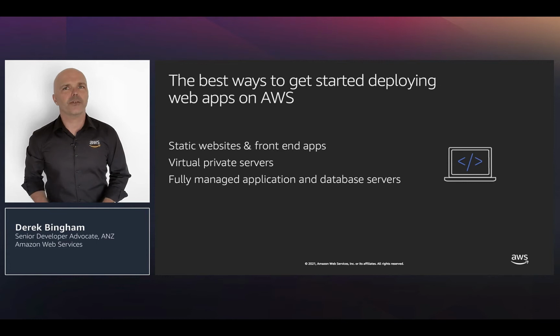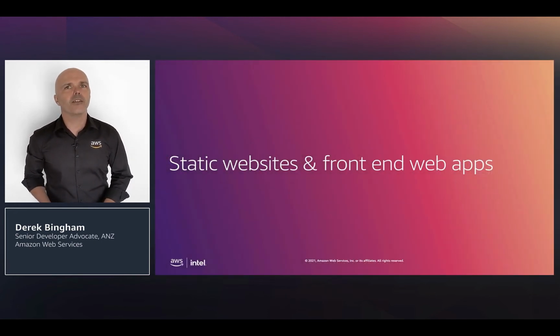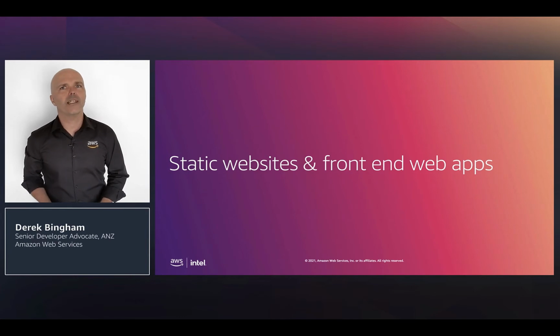The first of these is for cases where you want full control over your environment in an easy-to-get-started fashion. So we'll talk about running your own virtual private server. The second of these, we'll look at another service that helps when you want a more managed experience. This is where AWS will take care of OS patching, deployment uptime, scalability of the application, and database services that your app uses. So let's start by talking about hosting static websites and front-end web apps.